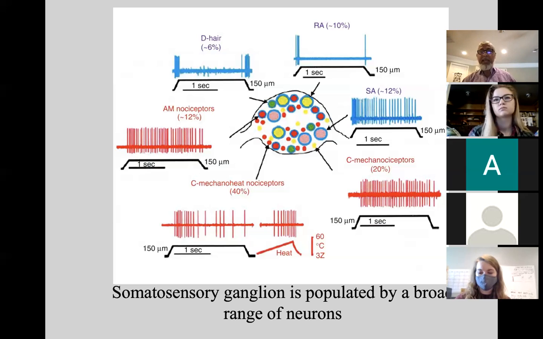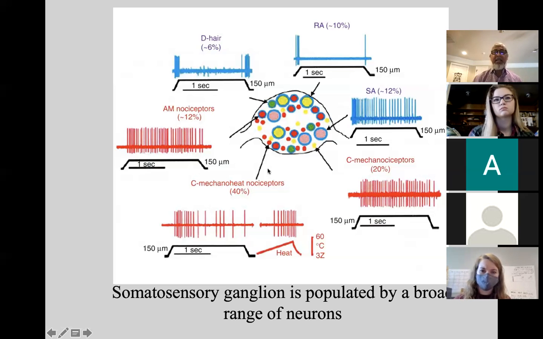Now, on the same dorsal root ganglia, if we stimulate these neurons, like this one, this one, this one, they are different. Different types of neurons are there in the ganglia. Now look at this one. These are pain receptors. These are the mechano-heat receptors. See, no adaptation there. Look at this one. There is some adaptation. Look at this one. There is no adaptation again at all. So what does it mean?